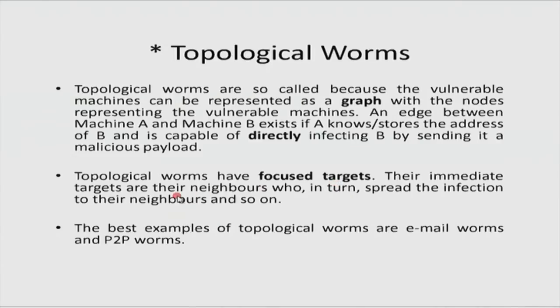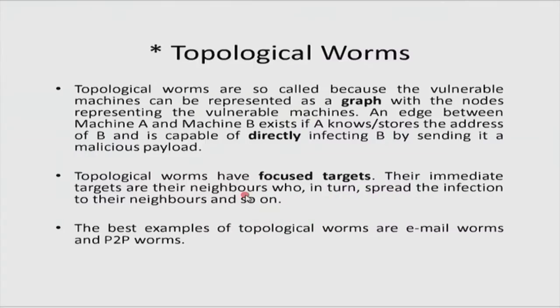Topological worms have focused targets. Their immediate targets are their neighbors, the ones whose email addresses or phone numbers are contained in their phone book and so on. Those are their immediate neighbors. Once those neighbors are infected, they start to target other machines in their phone book, and so on. This is how they spread.